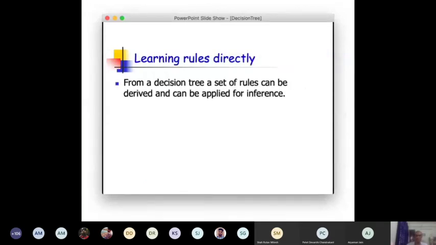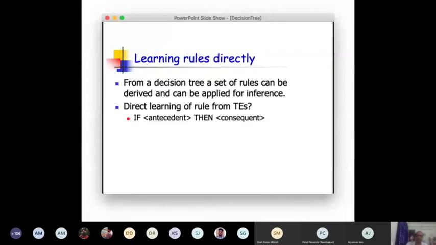Another interesting thing that we can discuss: we have considered that a decision tree can give me a set of rules, right? If you form a decision tree, then you can derive a set of rules from the decision tree, and you can apply it for inference. What about if you want to learn rules directly from training examples? Is there any mechanism? In fact, there are algorithms for that. That is also a kind of problem. That means instead of forming a decision tree, we may extract the rules, a kind of rule mining issue.